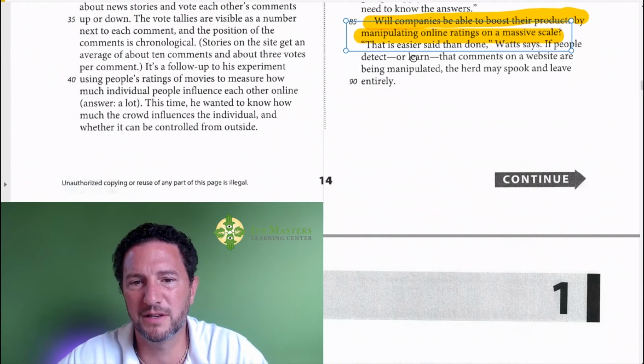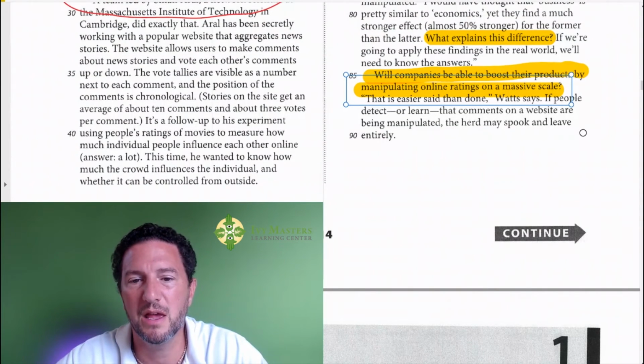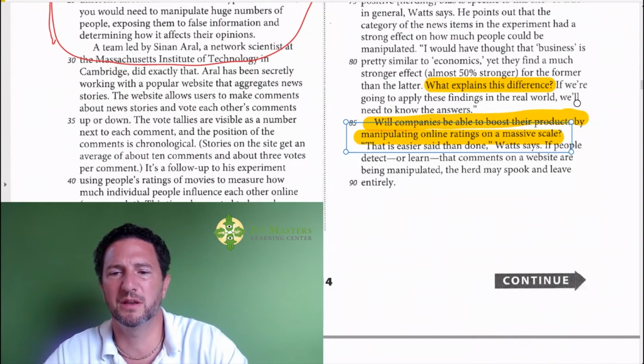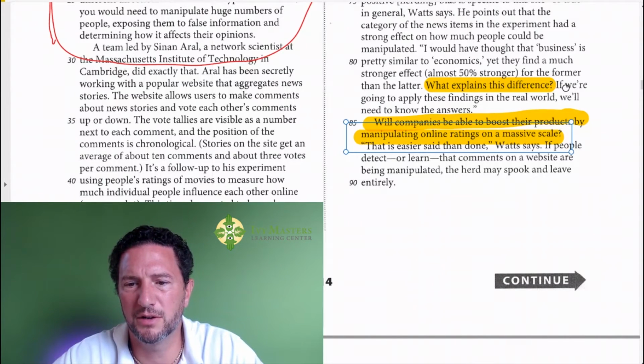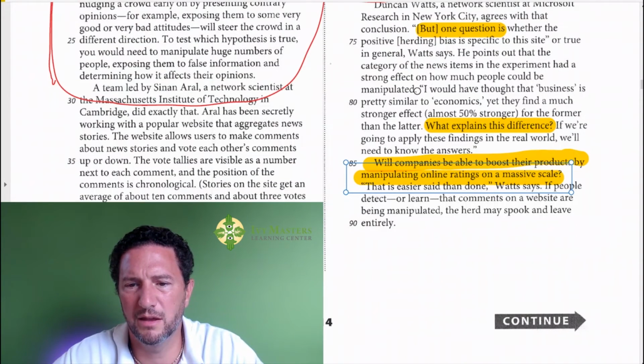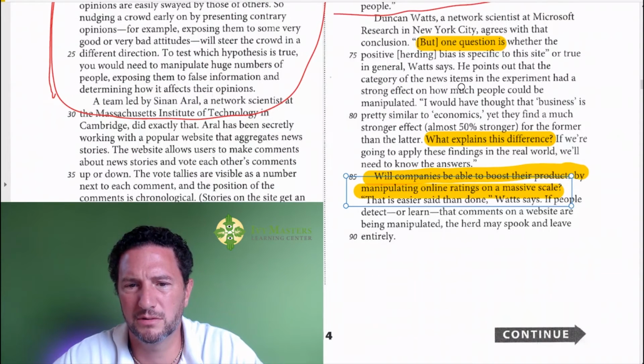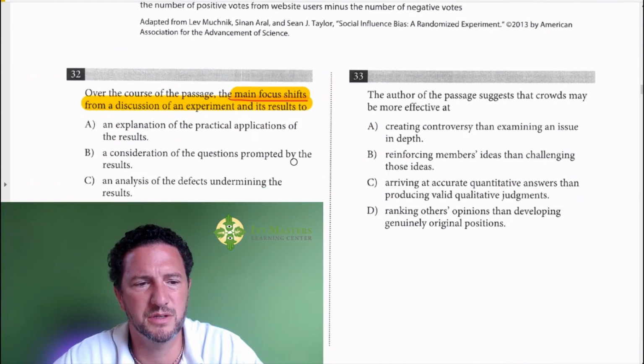Watts says if people detect or learn that comments on a website are being manipulated, the herd may spook and leave entirely. Okay. And by the way, one other significant fact here that leads us to why another wrong answer is wrong is what we'll get to when we go to the answer choices.